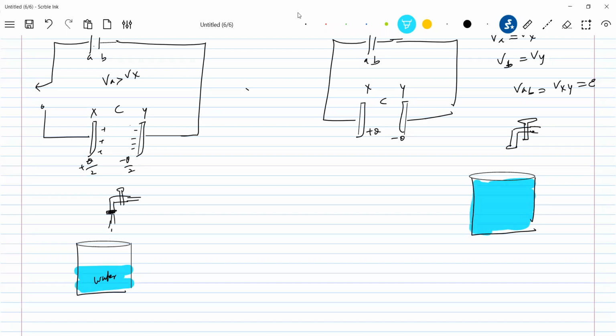Will it fully fill up this bucket? The tap? No. It's already having some initial charge Q by 2. So finally, how much will it become? It is Q by 2, and now it becomes Q.